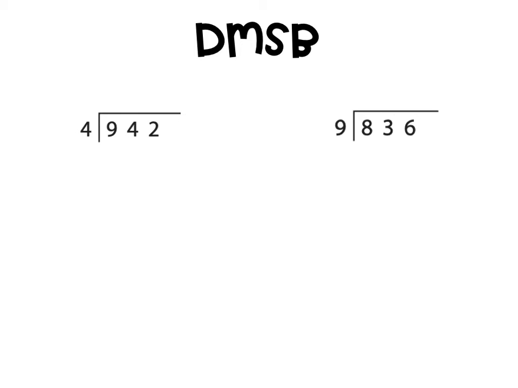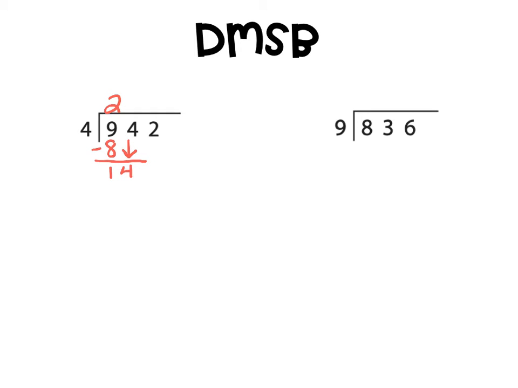Well, 4 will fit into 9 2 times. 2 times 4 is 8. 9 minus 8 is 1. And then I bring down the 4. So I divided, multiplied, subtracted, and brought down. Now I'm going to start that process over with the number 14.